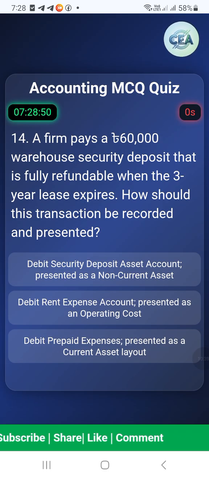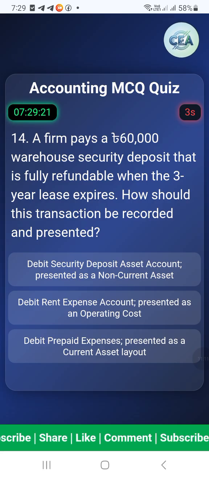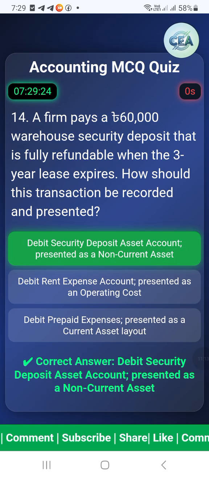14. A firm pays a 60,000 takas warehouse security deposit that is fully refundable when the 3-year lease expires. How should this transaction be recorded and presented? Option 1. Debit security deposit asset account, presented as a non-current asset. Option 2. Debit rent expense account, presented as an operating cost. Option 3. Debit prepaid expenses, presented as a current asset layout. Correct answer is debit security deposit asset account, presented as a non-current asset.